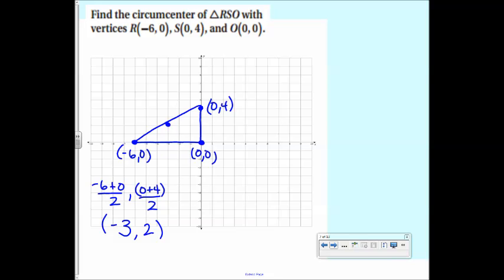And so then this is the what? This is the midpoint of the hypotenuse. Which makes it the what of this triangle? Circumcenter. Because if I drew a perpendicular bisector here, a perpendicular bisector here, and a perpendicular bisector here, that's where they would meet, right there at the circumcenter.